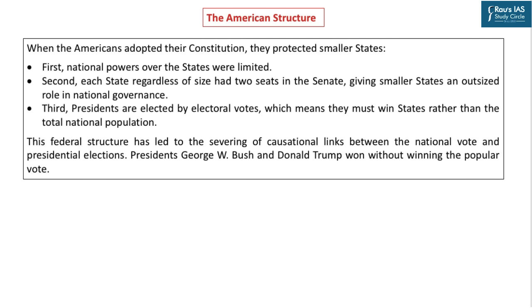For example, the national power over the states is limited. There are only two lists, the union list and the state list. There is no concurrent list or residuary power with the center. Each state in the USA, regardless of its size or population, has two seats in the Senate. So the smaller states actually have a proportionally greater role in national governance.